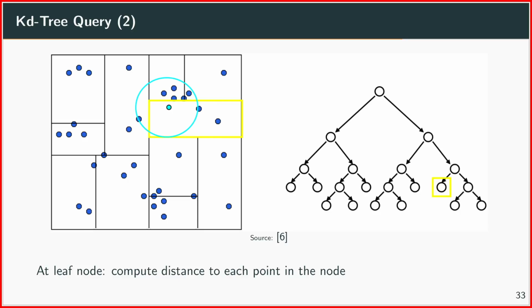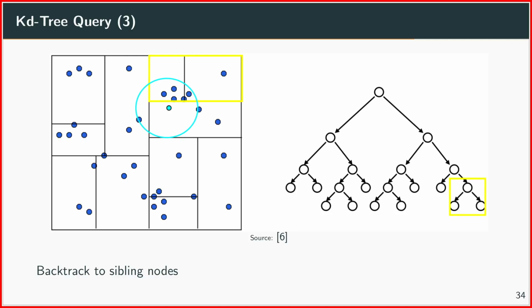What we need to make sure is that there's no other point in this region which has a closer distance. If it does, then we have to change it somehow. You can see already there are a lot of points inside the circle. So you have to change, and the way you do that is that you backtrack. You look at the nearest subtree here.